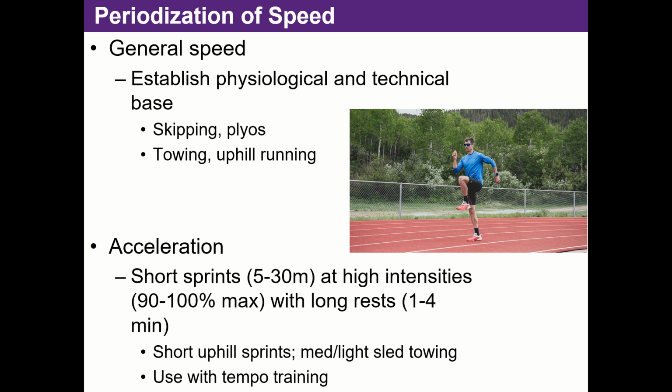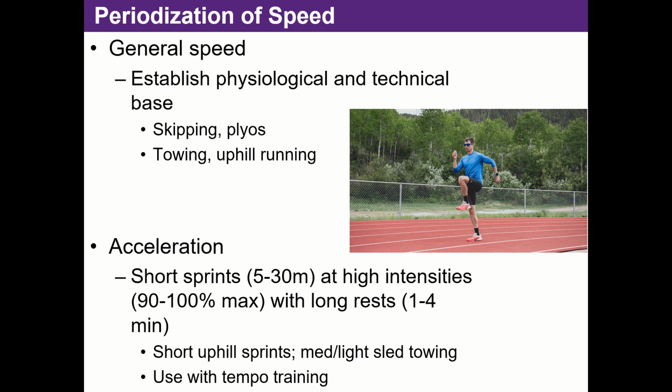We move from there, once the athlete is stronger and we've worked on their form, now we start working on their acceleration. So then we have them start to do some short sprints, 5 to 30 meters, pretty high intensity, basically all out for 5 to 30 meters, and then relatively long rests, so 1 to 4 minutes. We can have them do some shorter uphill sprints, so again, maybe 10, 20 meters, and the reason you're going to do lightweight sled towing here is because, again, we're trying to move fast. So if we do some heavy stuff, then we're going to slow them down, which is not what we're going for here.